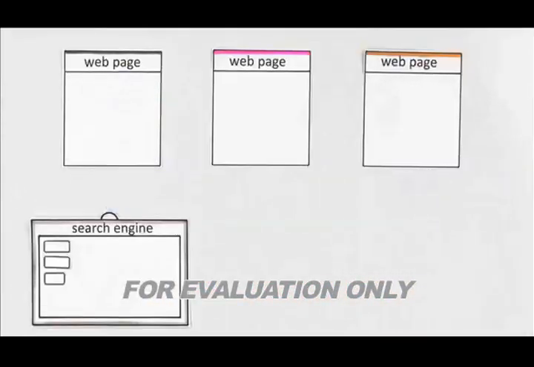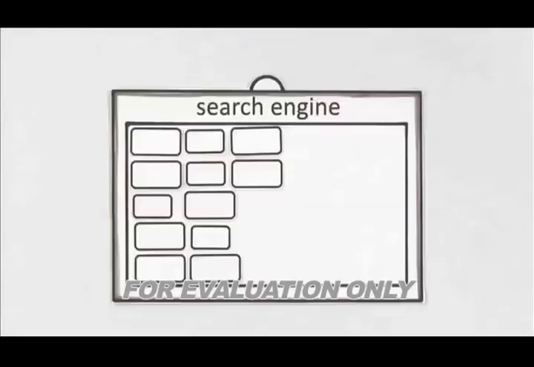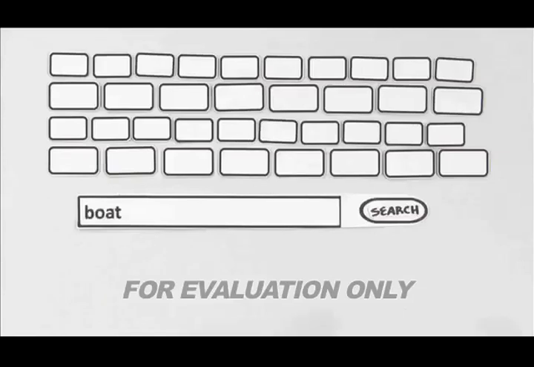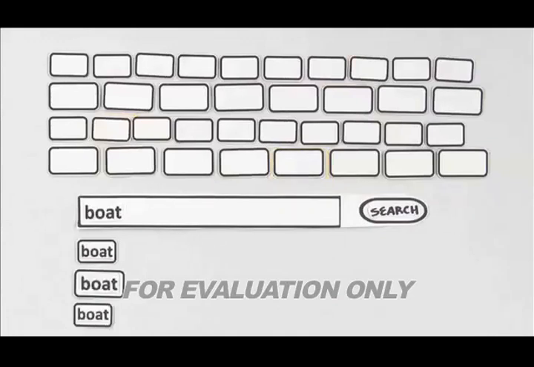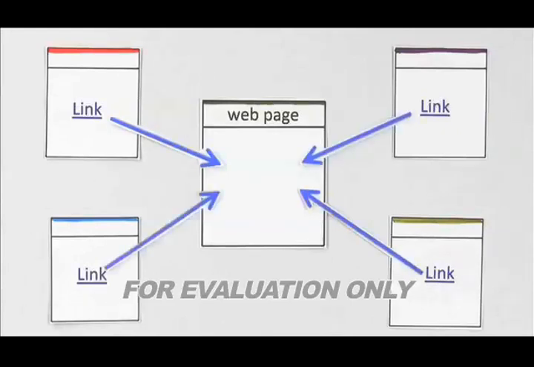Search engines go out and try to account for every word on every web page. All this information is then organized for easy reference. When you search for a word, the search engine finds all the pages where the word appears and displays them in the search results. Usually, the pages that appear highest in the search results have lots of other web pages linking to them. Each link acts as a vote to say, this may be a good resource.